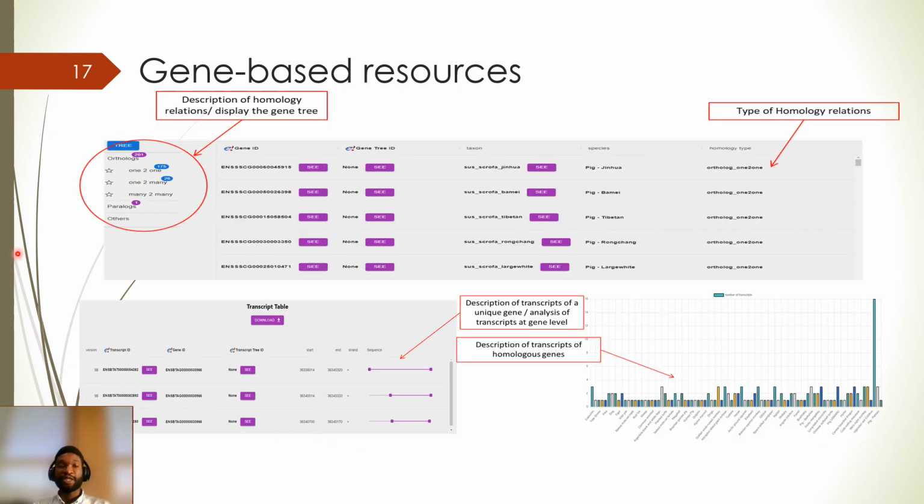We have the description here of types of homology relationships between genes, the transcript table that shows the location of transcripts in the gene, and we have visualization and comprehensive tools that offer you a description of data, like here we have a description of transcripts of homologous genes.